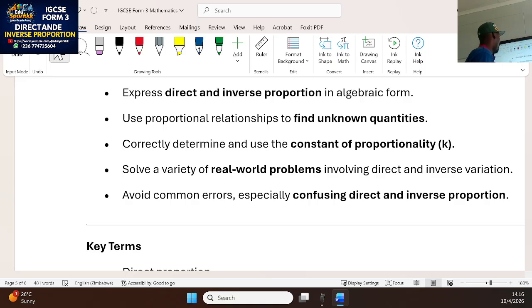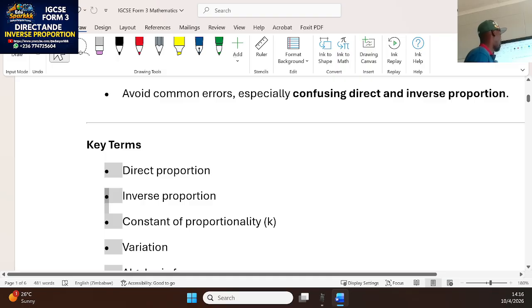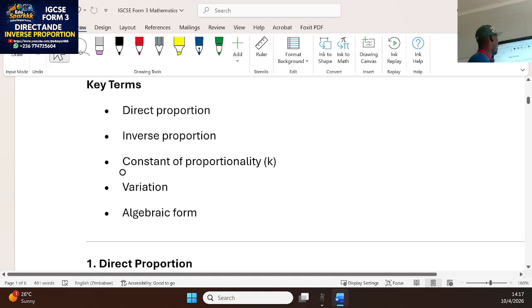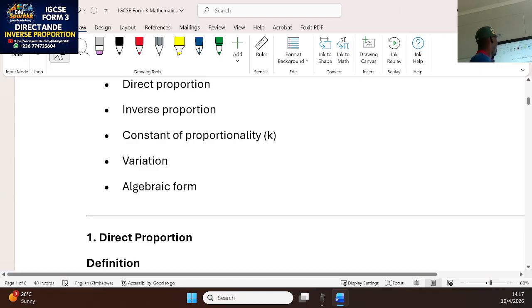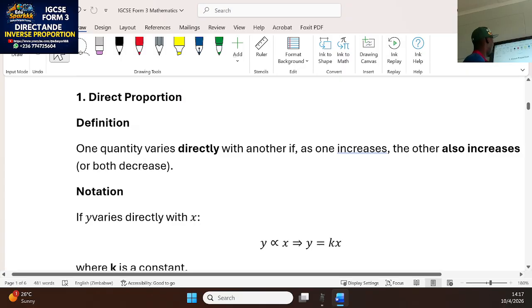We must also be able to correctly determine and use the constant of proportionality k, and solve real-world problems involving direct and inverse proportion, and also avoid common errors, especially confusing direct and inverse proportion. These are the key terms that we encounter: direct proportion, inverse proportion, constant of proportionality k, variation, algebraic form. Now, just a few notes to discuss here.